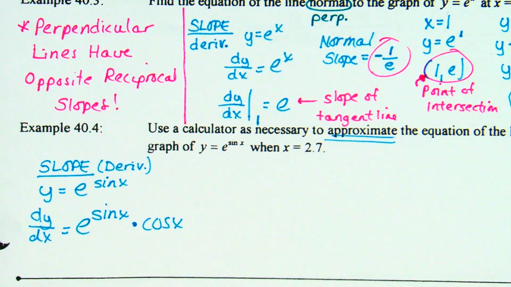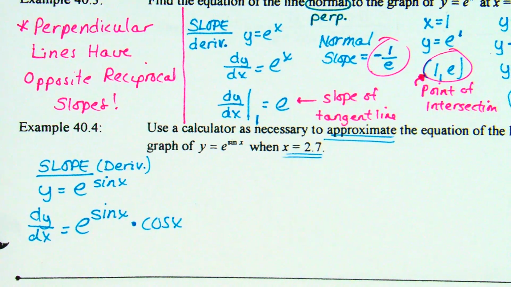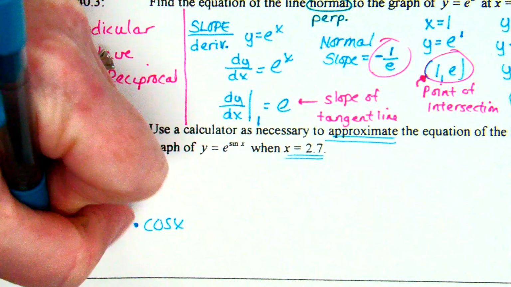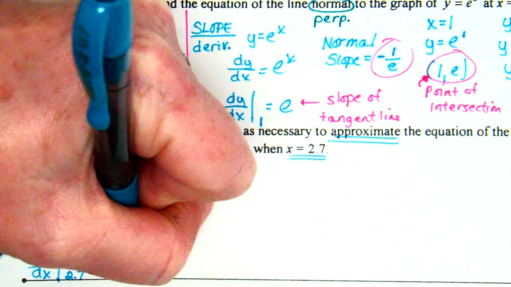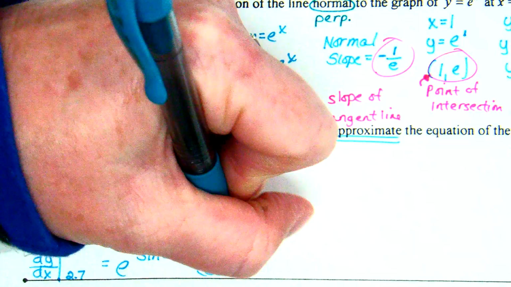Now, we could clean that up if we want, but at what point do we care about this? When x equals 2.7? So can we go ahead and plug that in? Yeah, they said use the calculator to approximate. So, dy/dx evaluated when x equals 2.7. So e to the sine of 2.7 times cosine of 2.7.